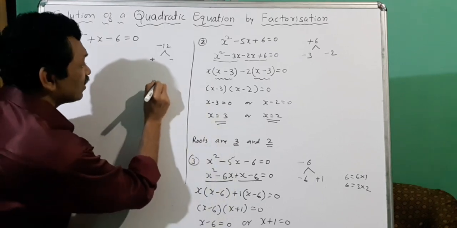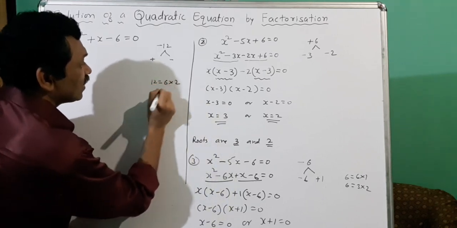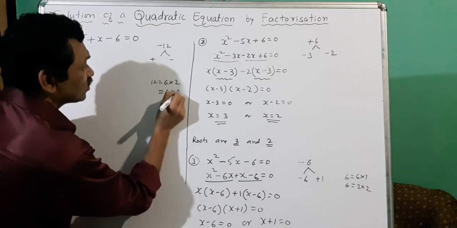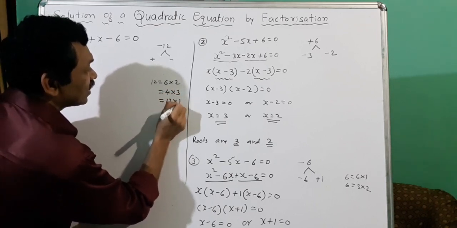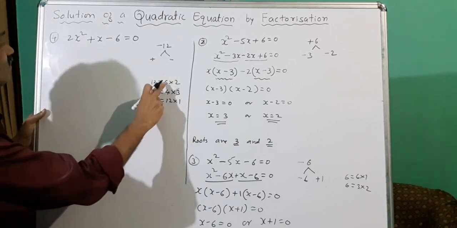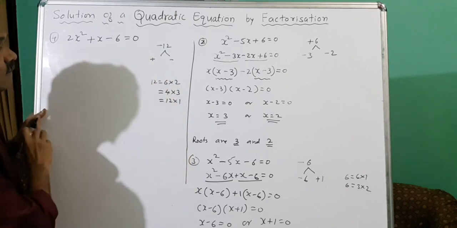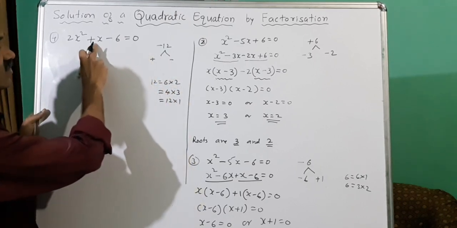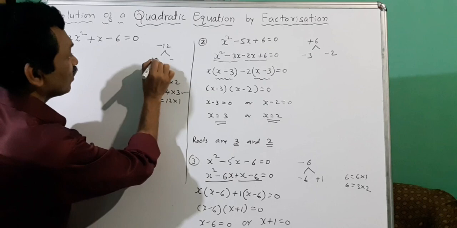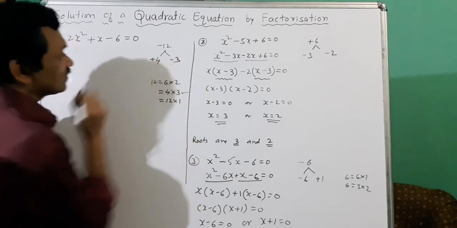So 12 can be written as 6 twos are 12, 4 threes are 12, 12 ones are 12. Okay. So 6 and 2 will give us 4. 4 and 3 gives us 1. Yes. So this is 4 and 3. So plus 4 and minus 3.